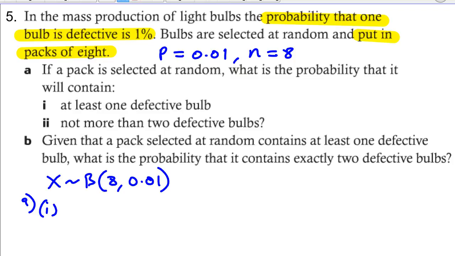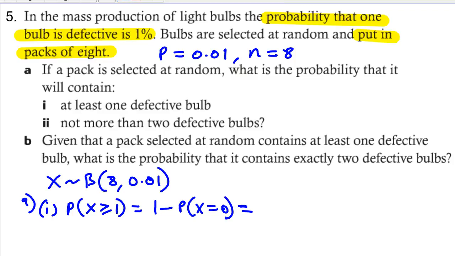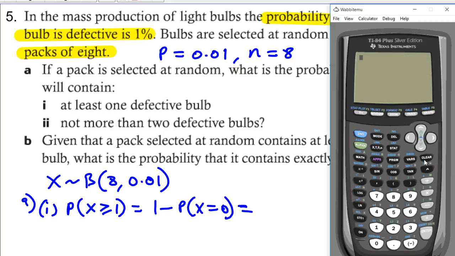What is the probability that it will contain at least one defective bulb? At least one defective bulb means one or more, which will be equal to 1 minus the probability of no defective bulb. So if you plug this into your calculator, 1 minus 0 defective bulb, that will be at least 1. Remember, these are discrete random variables. Anyway, on your calculator, you can just do 1 minus and plug that into the PDF.